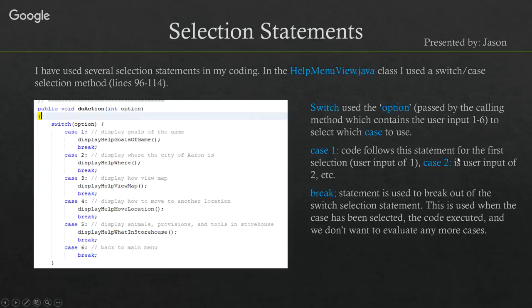And case 1, the code follows this statement for the first selection. Case 2 is for the second input that the user gives, and for each, if they enter 1, 2, 3, 4, 5, it will execute this code until the next case statement. So if we have a number 2, we display help, where we call that method. We don't want it to continue evaluating because we already know we're here. So we say break, and what break does is exit this switch statement.